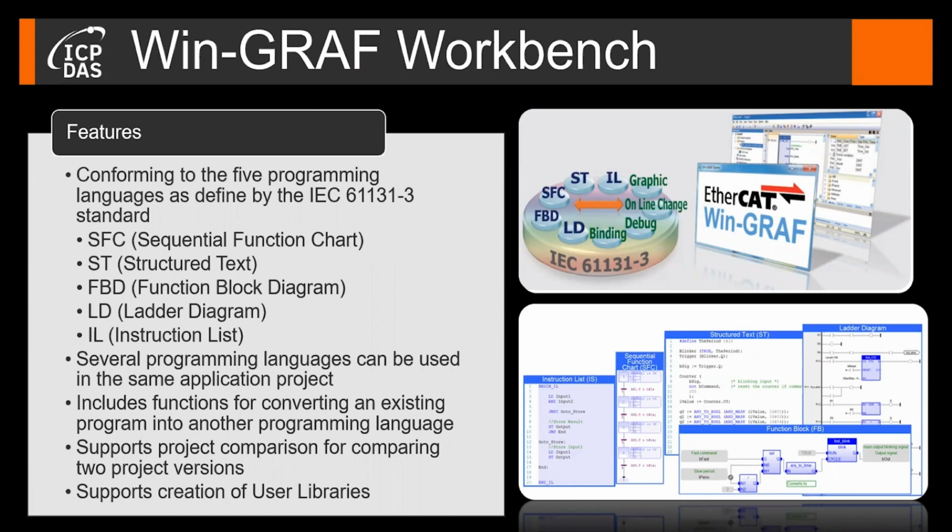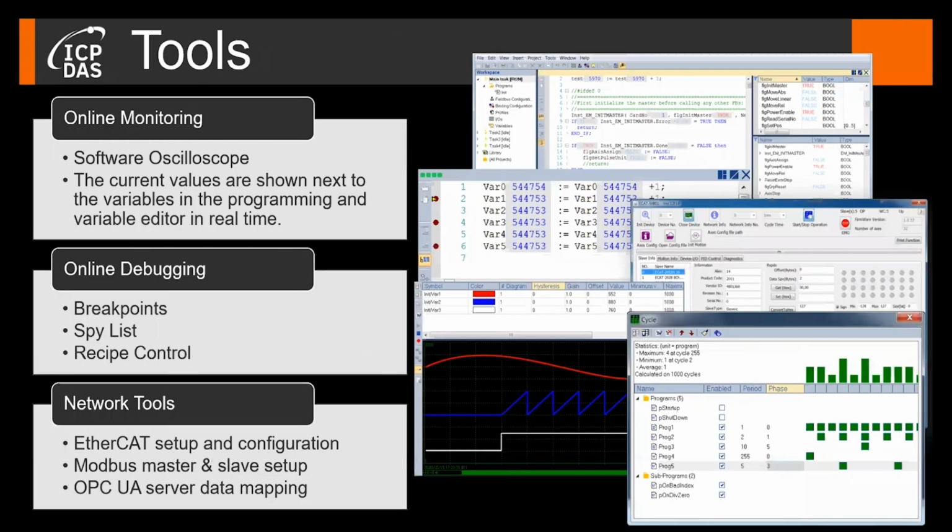The 5 PLC programming languages, such as structured text, function block diagram, ladder, etc., are all compliant with the IEC 61131 standard. The Win-GRAF Workbench development environment comes with plenty of tools for editing, configuring, monitoring, and debugging the PLC application program. Included are network configuration tools for setting up the EtherCAT master, the Modbus master and slaves, and for integrating the OPC UA server.